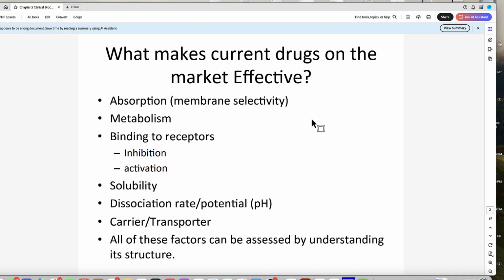Is it the ability of the drug to be membrane selective, so its absorption rate, metabolism? Is it its ability to bind to receptors, whether it is a drug that inhibits a pathway or a drug that activates a pathway? Is it due to its solubility properties, or even if it's a carrier or a transporter type of drug? All of those factors that I just mentioned are actually taken into consideration when drugs are being developed, but it always ties back to the drug's structure.